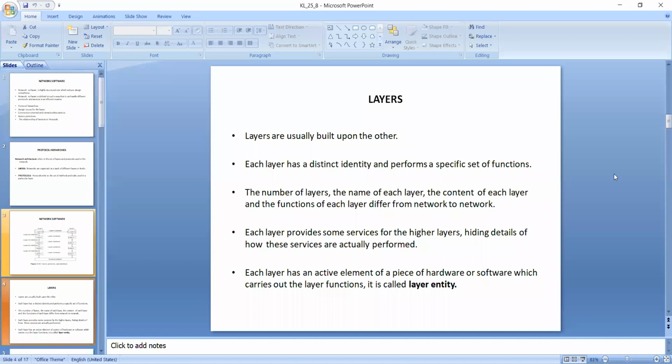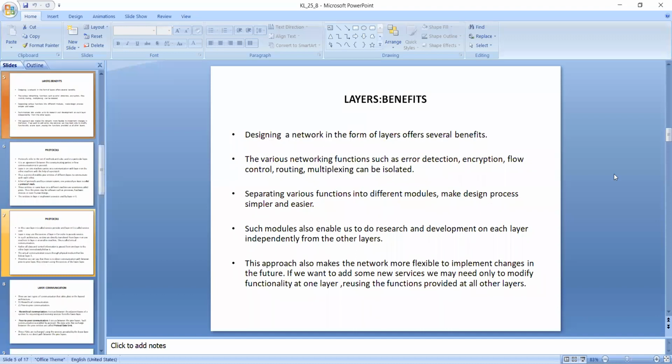Next one. What are the benefits of organizing networks in the form of layers? There are so many benefits. The first benefit is that the various networking functions such as error detection, encryption, flow control, routing, and multiplexing can be isolated. What is meant by error detection, encryption, flow control? I will explain those in tomorrow's class, which is design issues for layers. In that, I will explain each term.